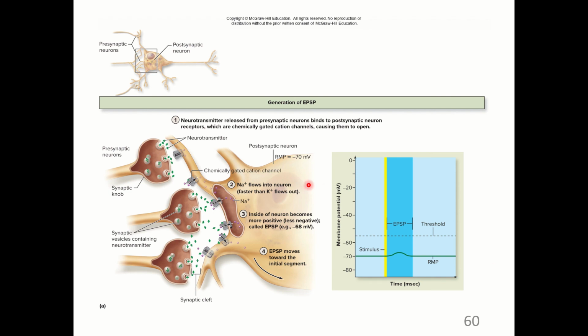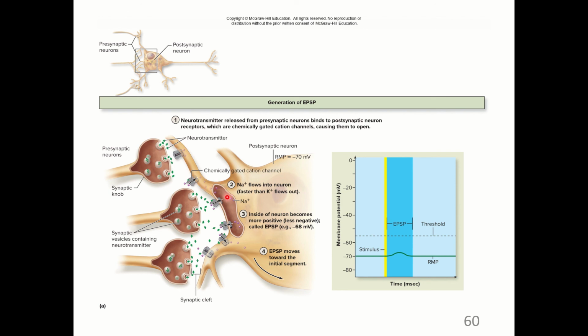Here we see a neuron connected to several presynaptic neurons. In step 1 of the generation of an excitatory postsynaptic potential, neurotransmitter released from the presynaptic neuron binds to the postsynaptic neuron receptors, which are chemically gated channels, causing them to open. So this is the neurotransmitters from the presynaptic neuron binding to chemically gated channels on the postsynaptic neuron.